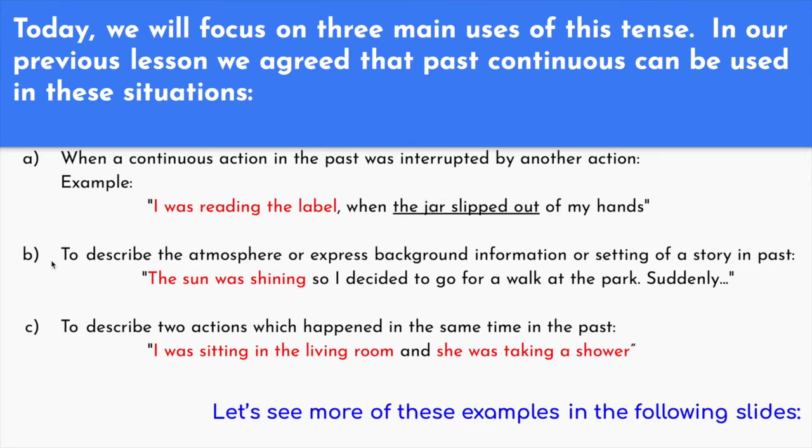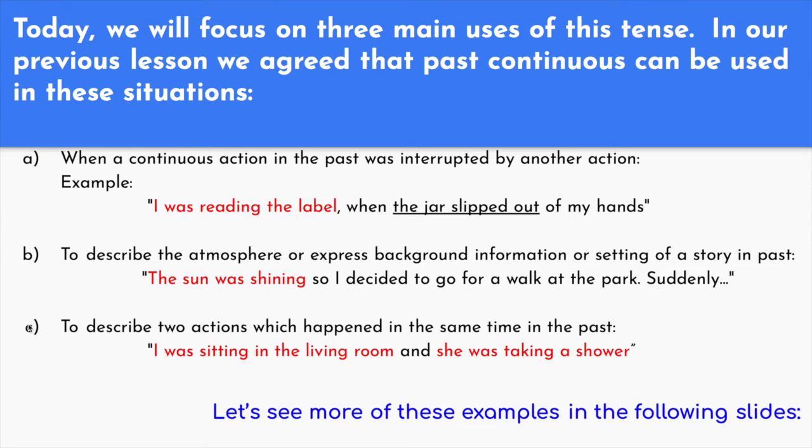Situation B, to describe the atmosphere or express background information or setting of a story in the past. The example says, the sun was shining, so I decided to go for a walk at the park. Suddenly, I am about to describe an event, but I need to include background information or describe the setting of this action. How can I do that? By using sentences in past continuous tense. The sun was shining, so I decided to go for a walk.